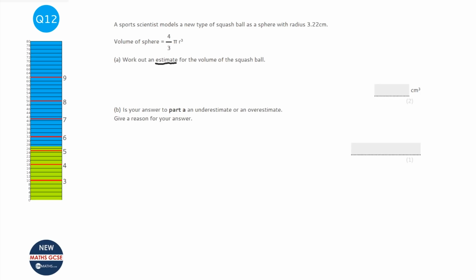So what I need to do is write down what I'm rounding everything to first. So that pi, we know pi is 3.141 and so on. So I'm going to round that to 3, and I've made a mistake there. I've said equals, and what I should write is a little squiggle equals, meaning roughly. Okay, and r is roughly, well, it says radius is 3.22, so that's roughly 3 as well. So we're going to do 4/3 times pi, which we're saying is roughly 3, times 3 cubed.